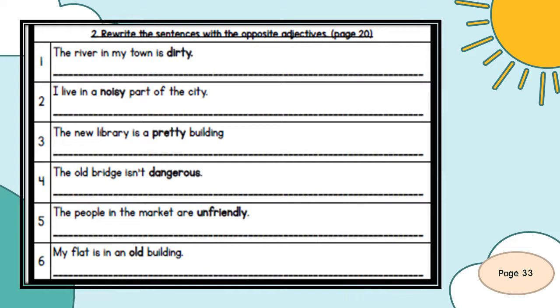Let's proceed to the next question. Question number 2. Rewrite the sentences with the opposite adjectives. You may refer to your book, page 20. Now, let's identify the adjectives given. Dirty, noisy, pretty, dangerous, unfriendly, old.